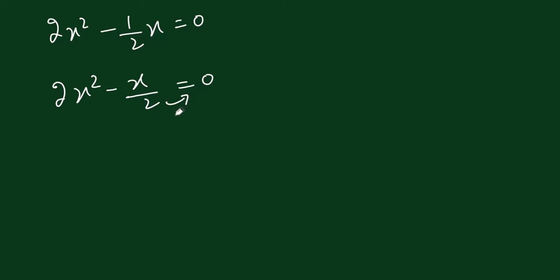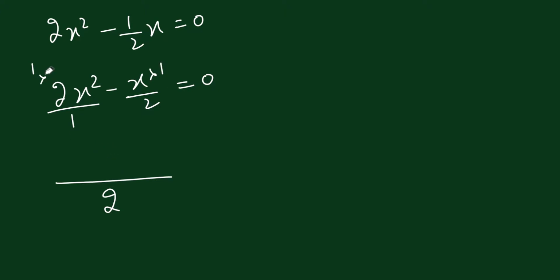I can't send 2 to other side. I can't say 2 is in division, it will go other side and become multiplication, because 2 is not for whole LHS. What you have to do here, it's a fraction, so you need to take LCM. And what is in the denominator of 2x square? 1. LCM of 2 and 1 is 2. 1 into 2, 1 into what gives 2? 1. 2 into what gives 2? 1.